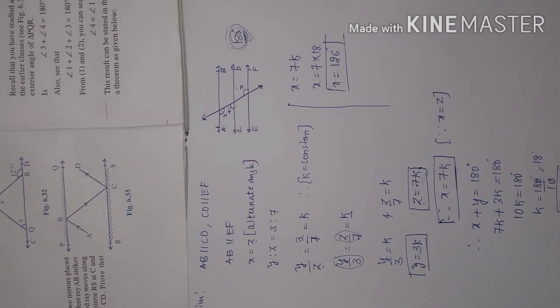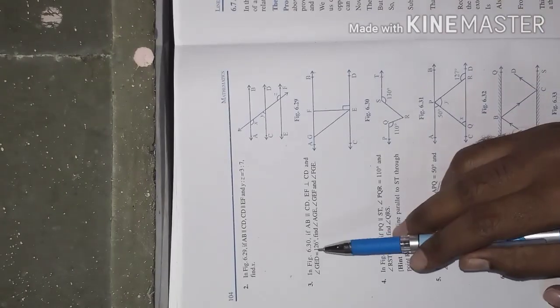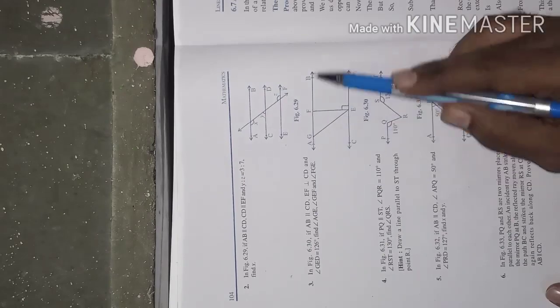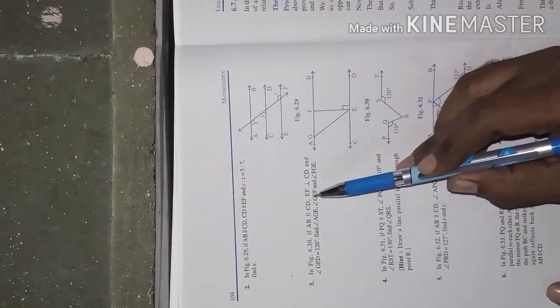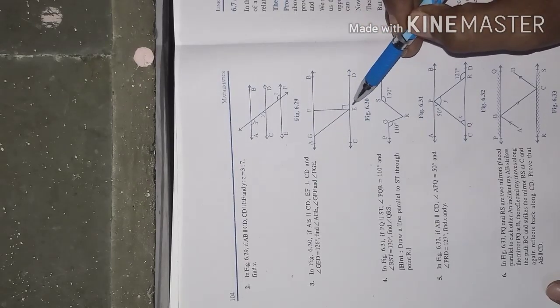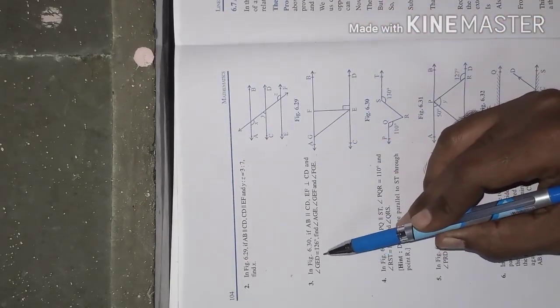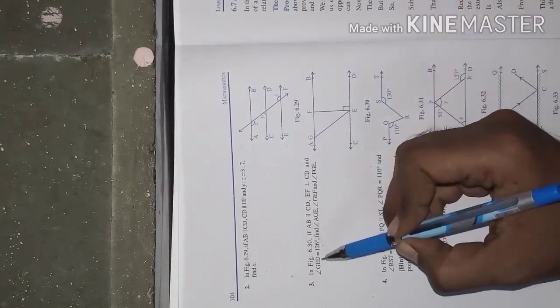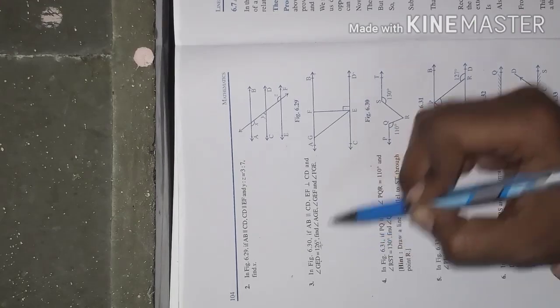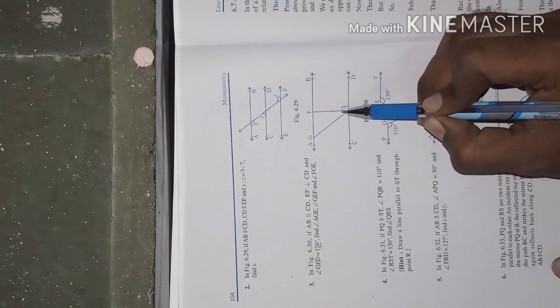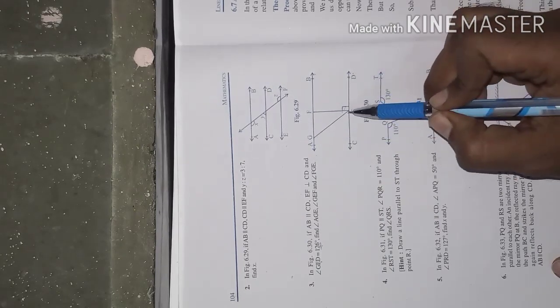Now let us go for the third question of the exercise. In figure 6.30, AB is parallel to CD, and EF is perpendicular to CD. They are saying angle GED is equal to 126, which means the angle at E is equal to 126. The complete part, 90 also comes under 126 only. So GED is equal to 126.